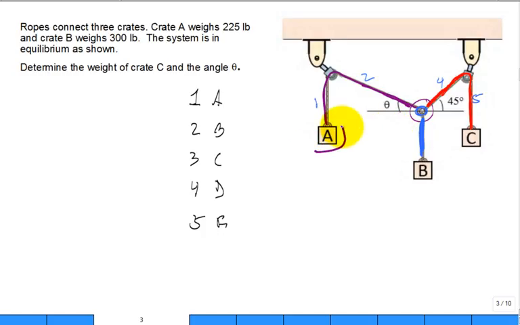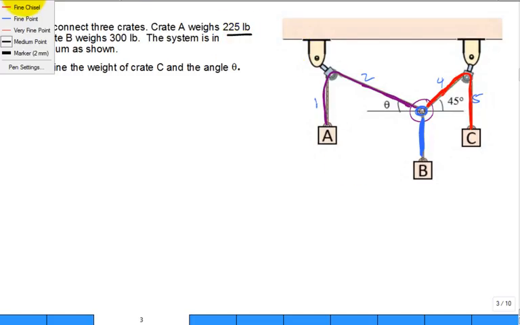Rope here ends at A, crate A. This one ends at crate B. This one ends at crate C. All right, let's press forward. So crate A has a weight of 225 pounds.